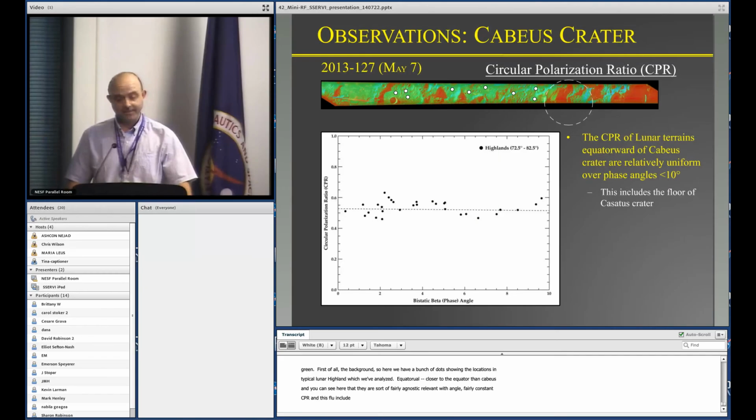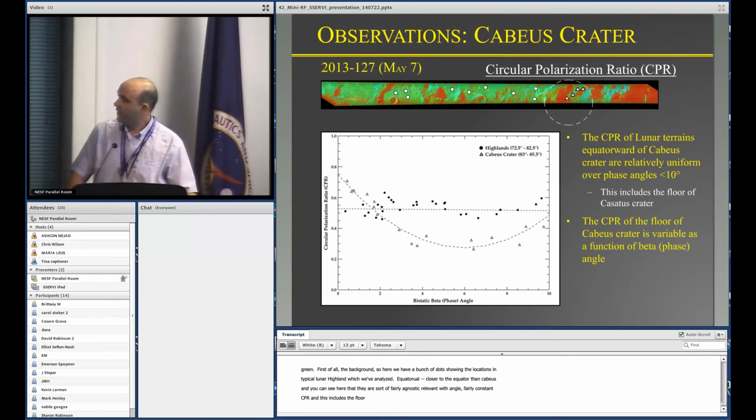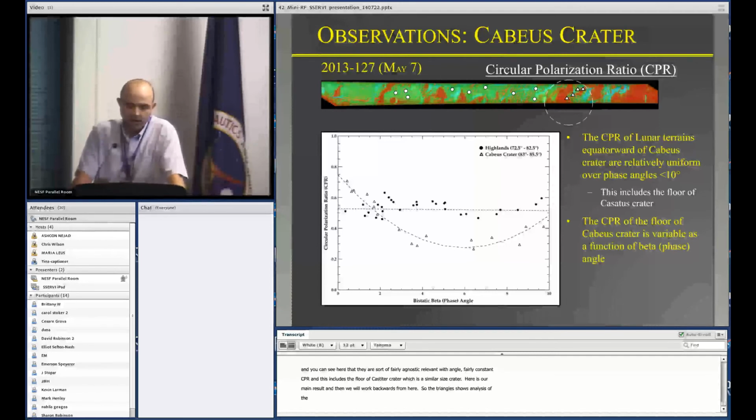Closer to the equator than Cabeus. And you can see here that they are fairly agnostic with angle, with a fairly constant CPR. And this includes the floor of a crater similar in size to Cabeus.